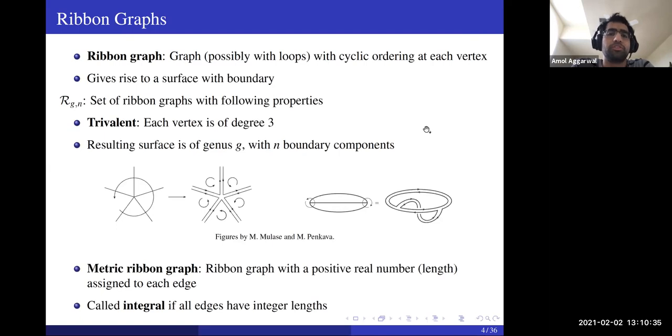Okay. So we'll let RG,n denote the set of ribbon graphs with the following property. First, the graph is trivalent, meaning that each vertex is of degree 3, as shown here. And we'll also enforce that the resulting surface is of genus g, and that it has n boundary components. One can easily see, as I just mentioned, that this ribbon graph has one boundary component, and one can also quickly verify that it's genus 1. So this is a ribbon graph in R1,1. A metric ribbon graph is a ribbon graph where I assign a positive real number, or a length, to each edge, and we'll call this ribbon graph integral if each edge has integer length.